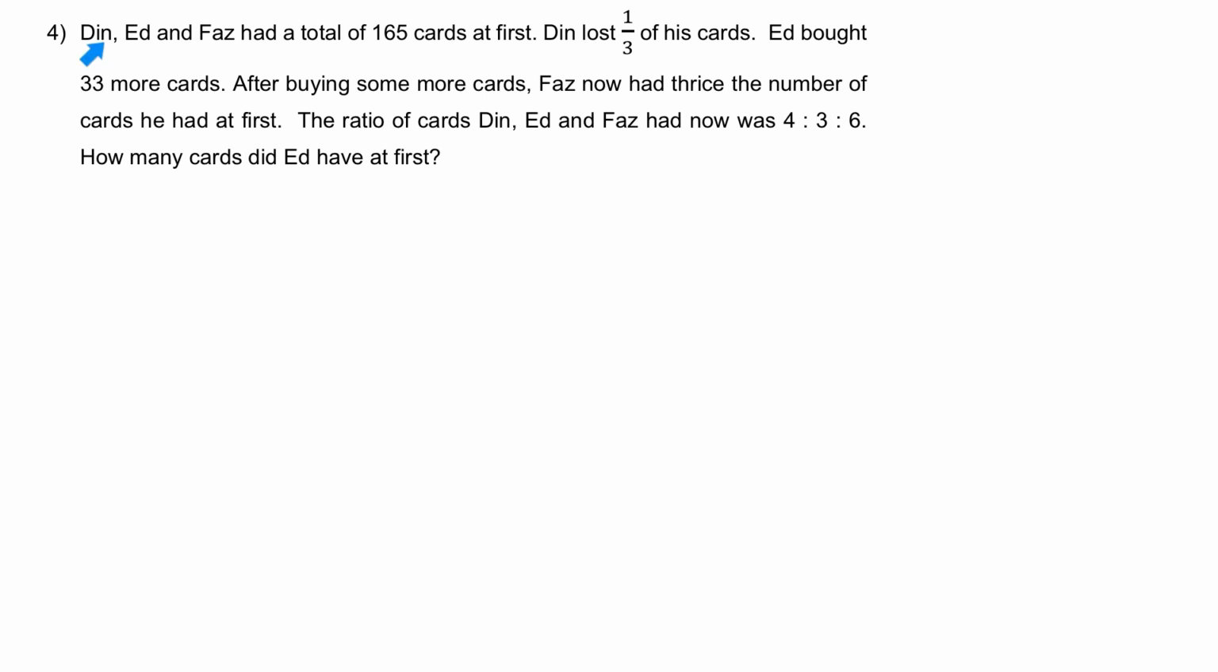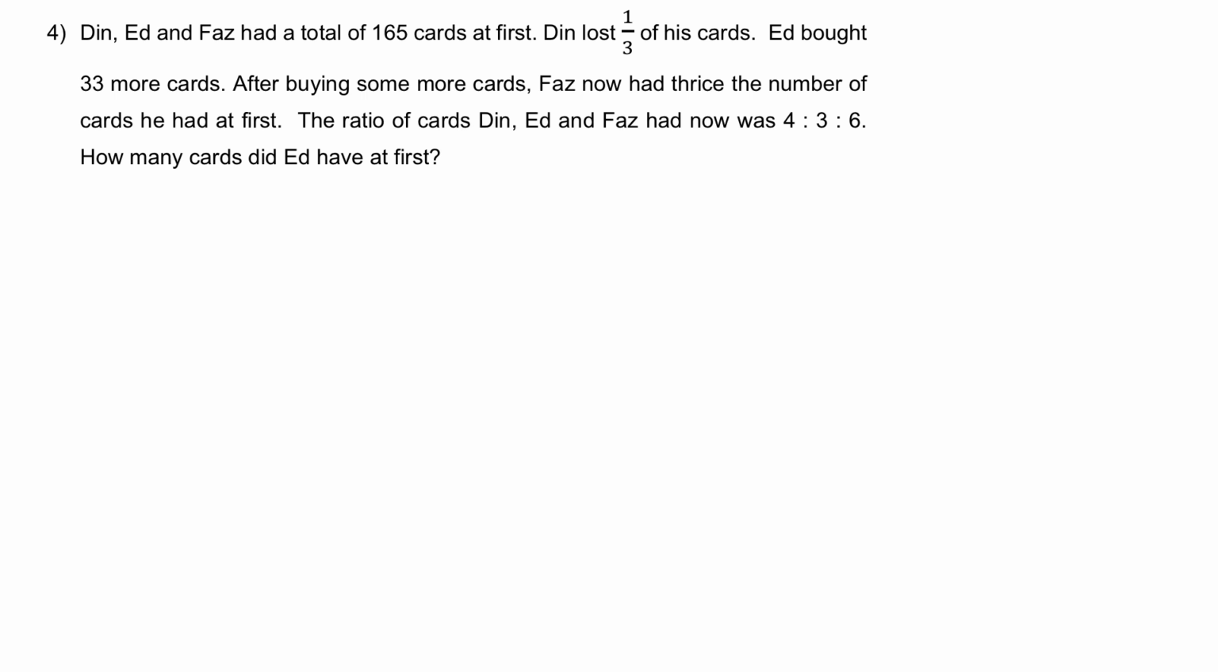Question 4. Dean, Ed, and Fuzz had a total of 165 cards at first. Dean lost a third of his cards. Ed bought 33 more cards. After buying some more cards, Fuzz now had thrice the number of cards he had at first. The ratio of the cards Dean, Ed, and Fuzz had now was 4:3:6. How many cards did Ed have at first?